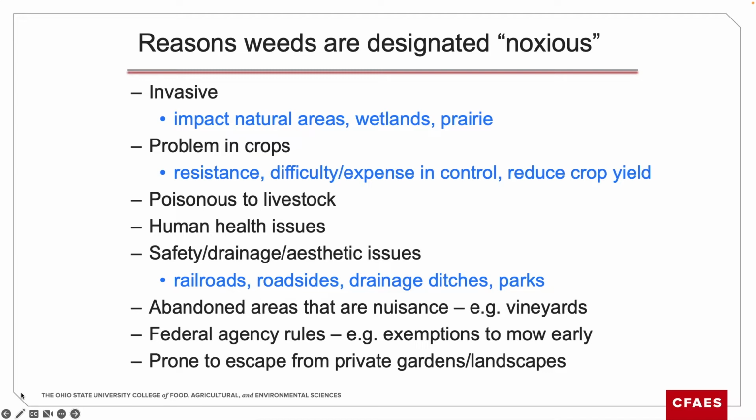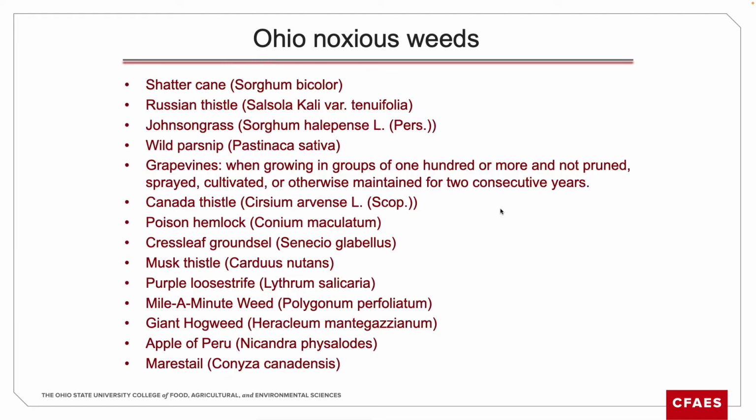In some cases, they have weeds that can take over an abandoned area and be a nuisance. An example of that is vineyards, where grape vines are on the list. Cultivated grapevines, if they're abandoned. Federal agency rules, for example, Canada thistle's on the list, so we can mow it earlier in set-aside CREP type situations and prevent it from going to seed. And you need to have the noxious weed list to bypass federal agency rules about how those types of areas are managed. Or maybe they're prone to escape from private gardens and landscapes, which again goes in the invasive category. They obviously have some other issue associated with them if we care that they escaped from these areas.